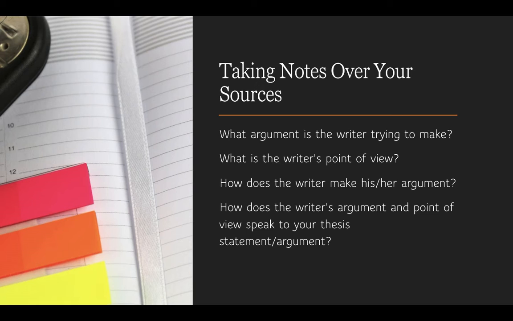So what's the writer's point of view? How does the author make his or her argument? How does the writer's argument and point of view speak to your thesis statement or argument? So when you take it to your research paper, your research argument, you are going to think about how that particular argument supports, or is a counter argument to, the point you're trying to make in your research paper. So the first three are really things that you should be focusing on for your literature review, because these are the things that you're going to answer in the paper about each one of your sources.